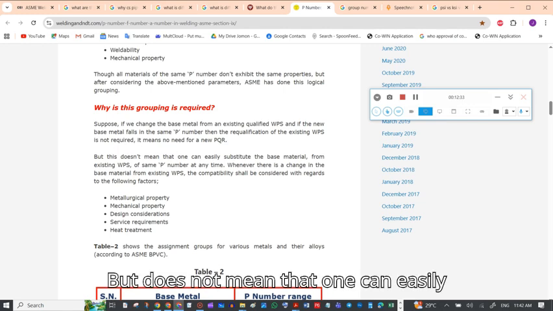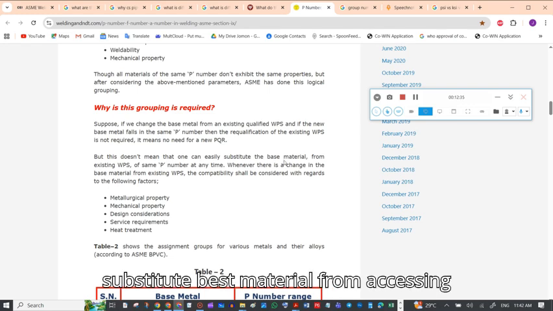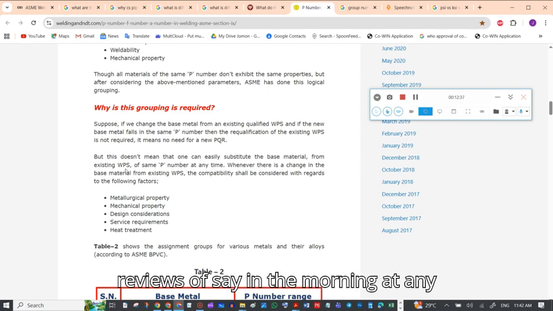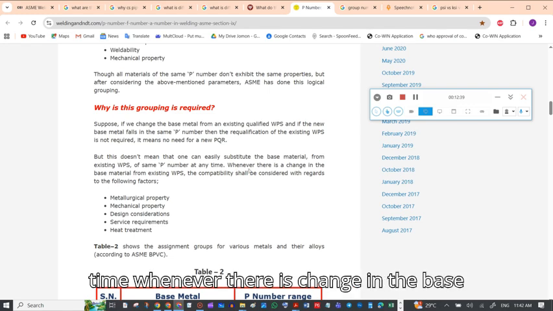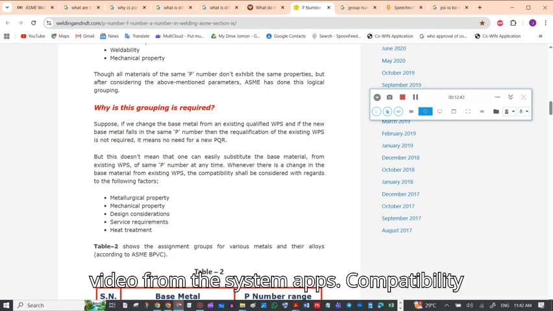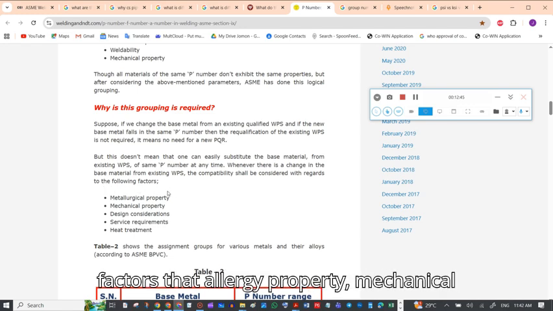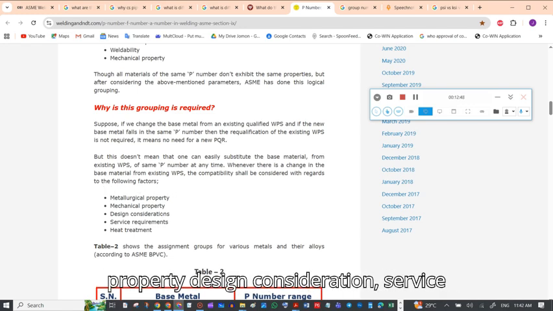But it does not mean that one can easily substitute base material from an existing WPS of the same P number at any time. Whenever there is a change in the base material from the existing WPS, compatibility must be considered with regard to the following factors: metallurgy property, mechanical property, design considerations, service requirements, and heat treatment.